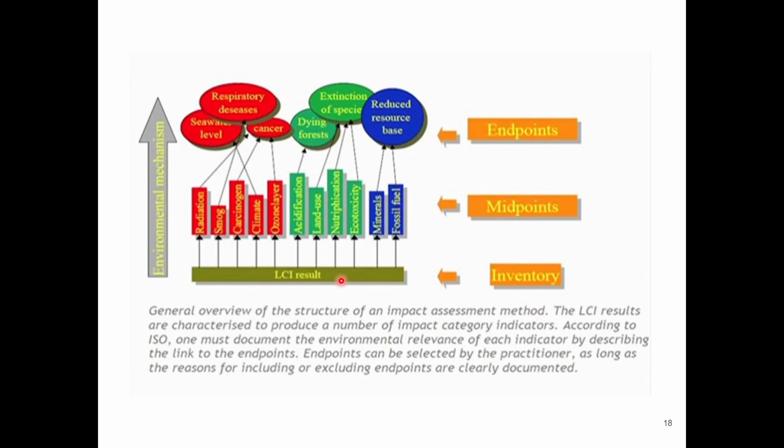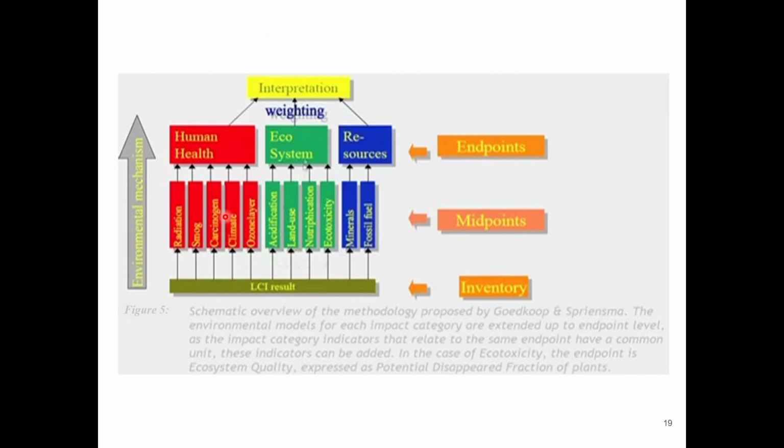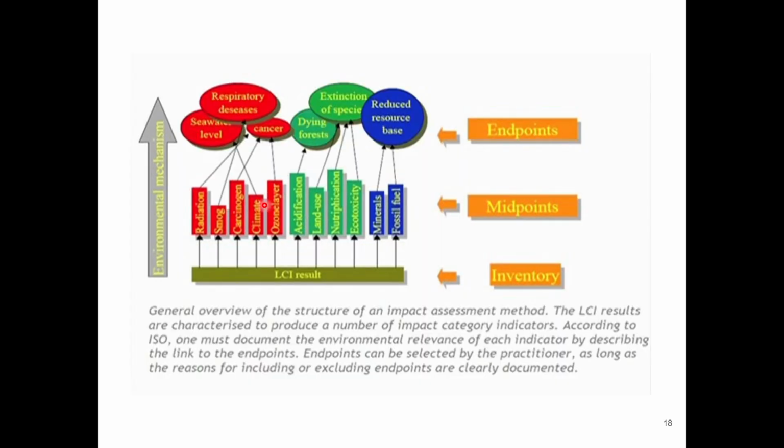This is the inventory LCA result, which gives the idea of the elementary flows. Based on this, we select the midpoints for the impact category indicators, then find the endpoints, and putting certain weights, we get the actual score. That is how the environmental mechanism works, and that is what was suggested by Goedkoop and Spriensma. This is a schematic overview of the methodology they proposed. The environmental models for each impact category are extended up to endpoint level, as we saw, so they have generalized all the endpoints.